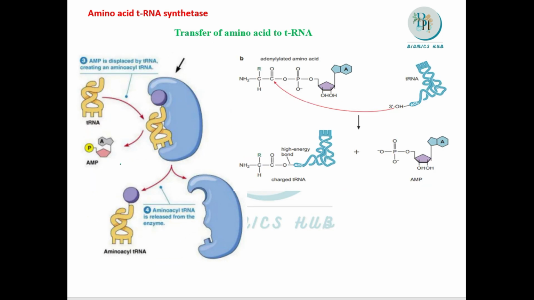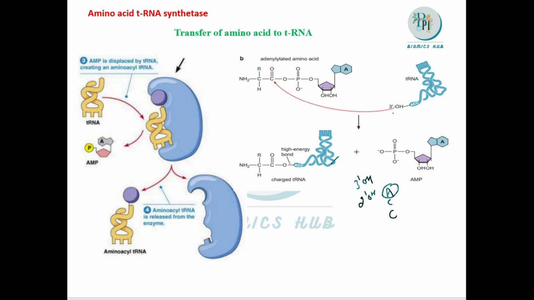What next? After the formation of this adenylated amino acid, it binds with the tRNA. This adenylated amino acid now comes and binds with this tRNA. At the 3' end of the tRNA, there is a CCA sequence. A means adenine, and this adenine has a 3' OH group as well as a 2' OH group. Both have the ability to make an ester bond.